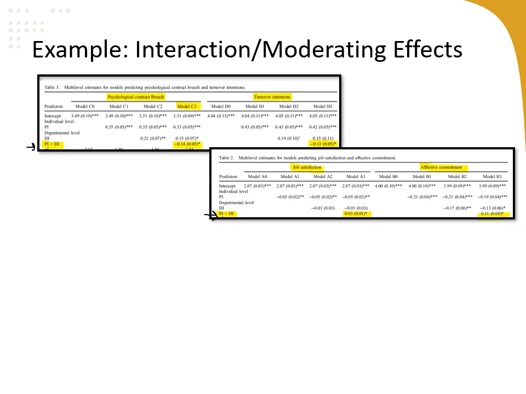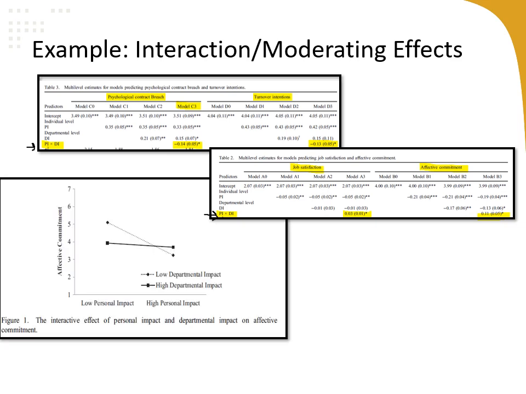Now with interaction effects, you can't just look at that coefficient and know what's going on. This doesn't tell me necessarily if a departmental impact is making it worse or making it better in terms of how much you're affected by a personal impact of budget cuts. So whenever there's an interaction effect, you're going to see graphs that look something like this in the article. So let's take a look at this for a moment.